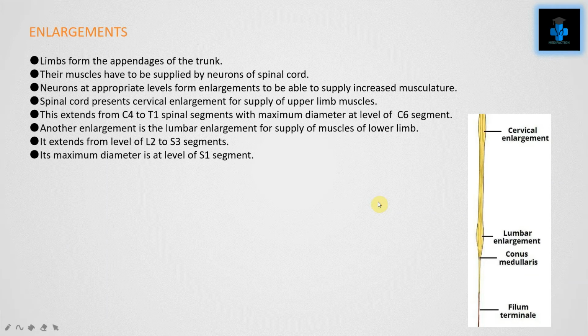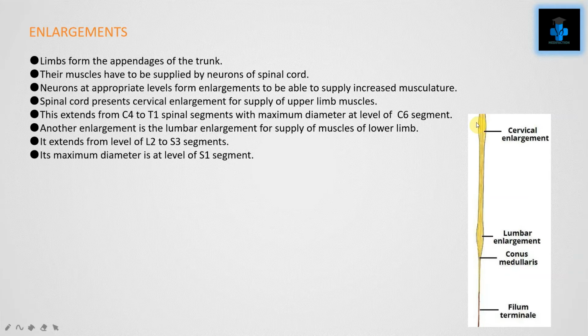Enlargements. Limbs form the appendages of the trunk. Their muscles have to be supplied by neurons of spinal cord. Neurons at appropriate levels form enlargements to be able to supply increased musculature. Spinal cord presents cervical enlargement for the supply of upper limb muscles. This right here is the cervical enlargement. This extends from C4 to T1 spinal segments with maximum diameter at the level of C6 segment.